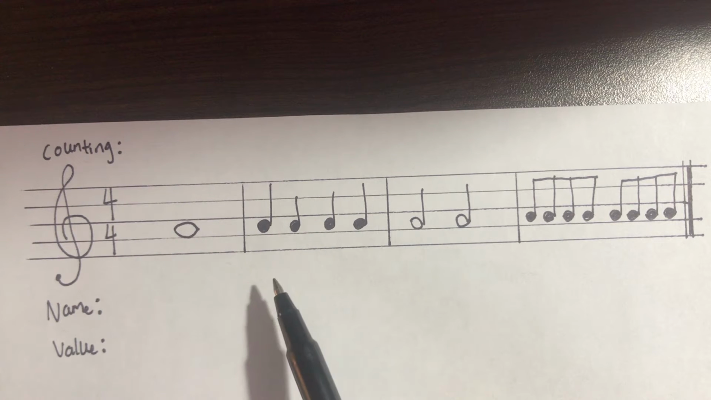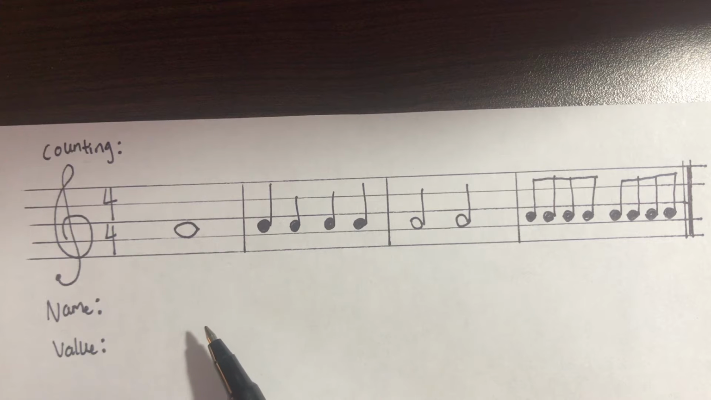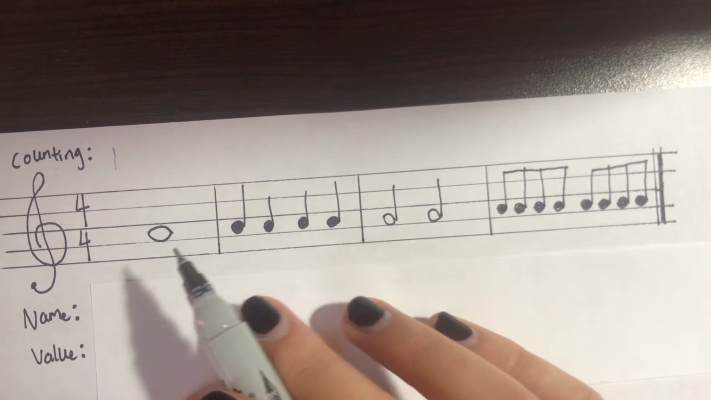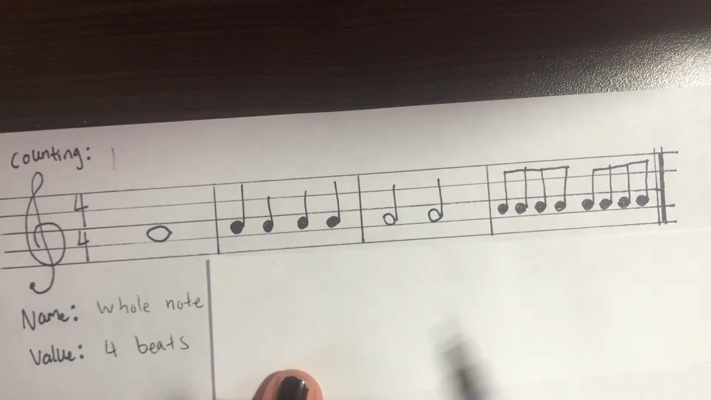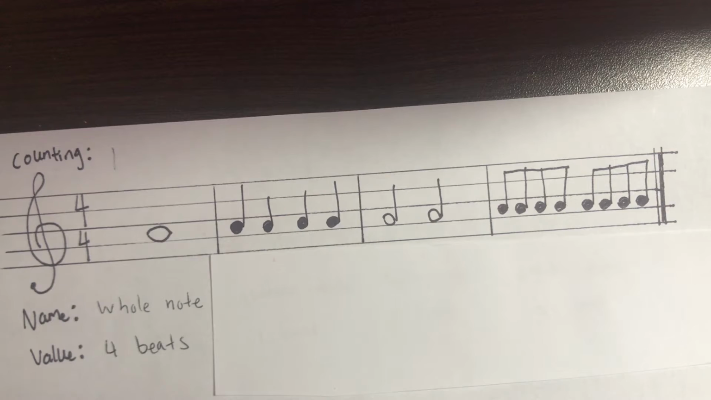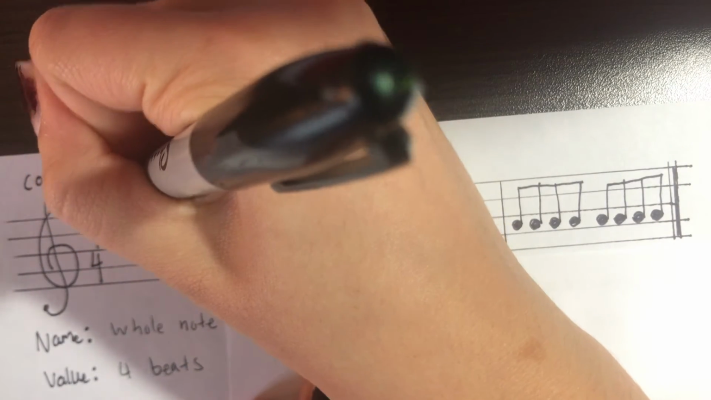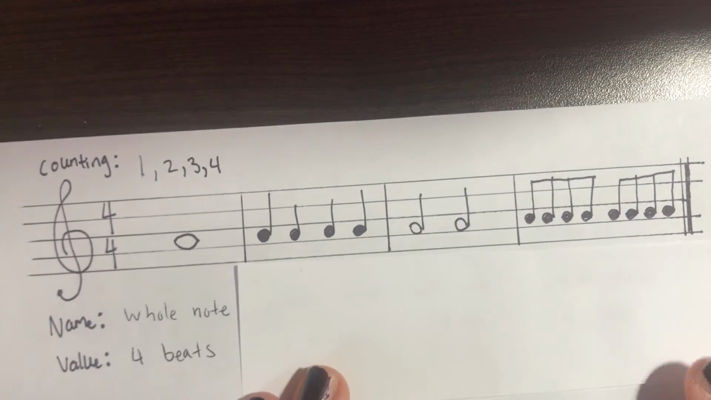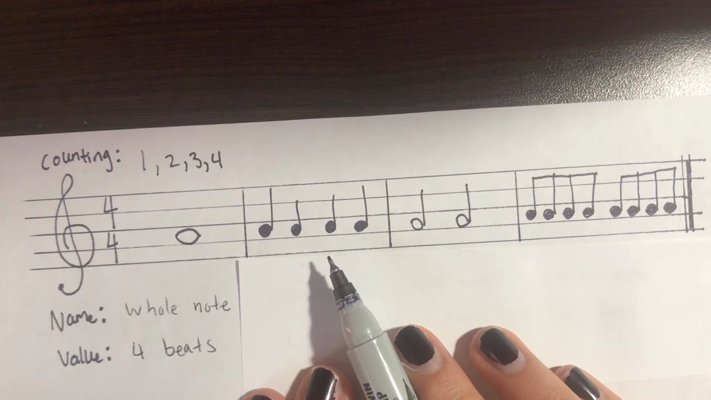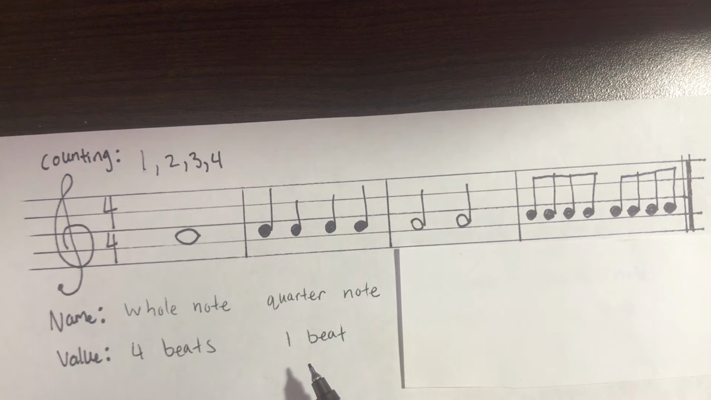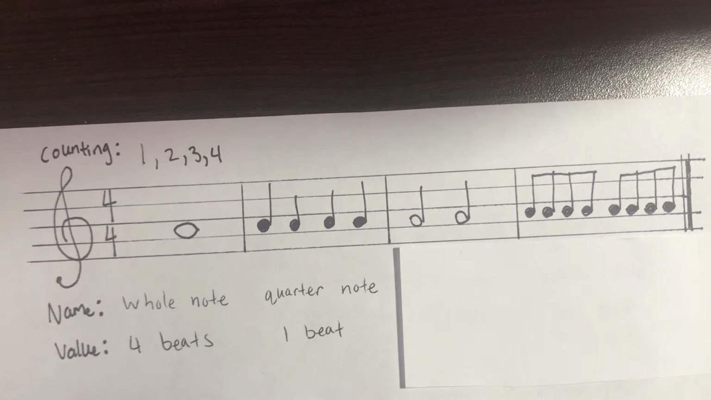As we review the different types of notes, try and pause in between and recall the name and value of the note. Let's start with this oval one here. This is a whole note, worth 4 beats. Clapped, it would be 1, 2, 3, 4. What about these 4 colored notes? These are quarter notes, worth 1 beat. Clapped, it would be 1, 2, 3, 4.